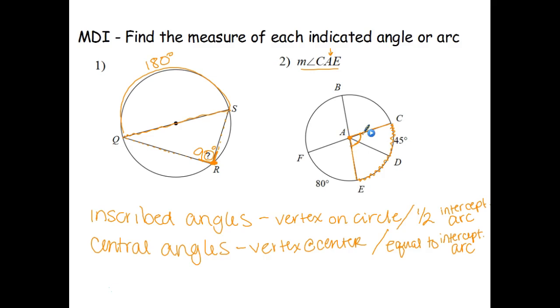If we can figure out what this arc is, then we also know how many degrees are in this angle here. So first off, we can see that this is a diameter right here, so we know that from F to E to C is 180 degrees. But we also know that this arc right here is 80 degrees. So if we subtract 180 minus 80, we have 100 degrees left. So this arc right here would be 100 degrees, which means that this angle is also 100 degrees.